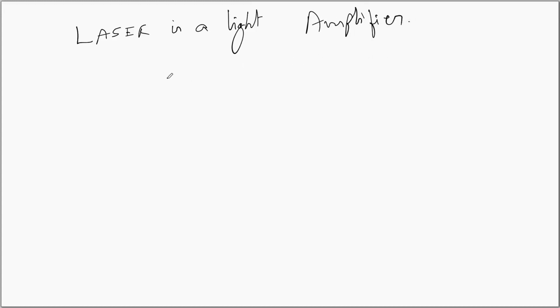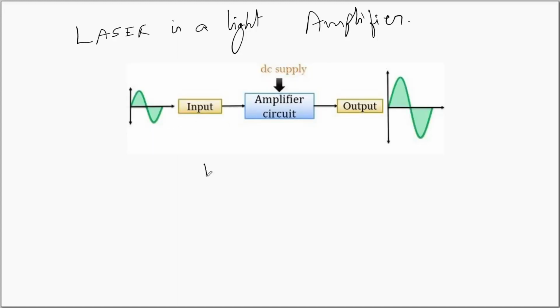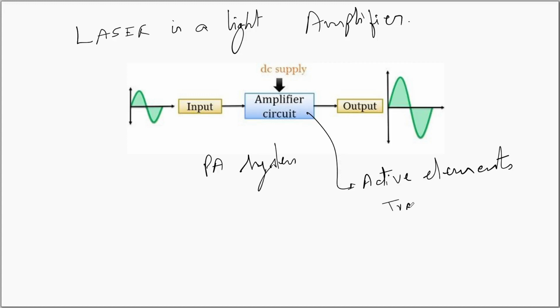We shall try to understand the lasing action with the help of a conventional electronic amplifier, that is an audio amplifier. This is the block diagram of a public addressing system. In this, you have an amplifier circuit, and the amplifier circuit will have the active elements. In electronics, the transistors are called active elements. The required amplification essentially is done by the active elements, that is the transistor in the case of an audio amplifier. And to drive the amplifier, you need a DC power supply.